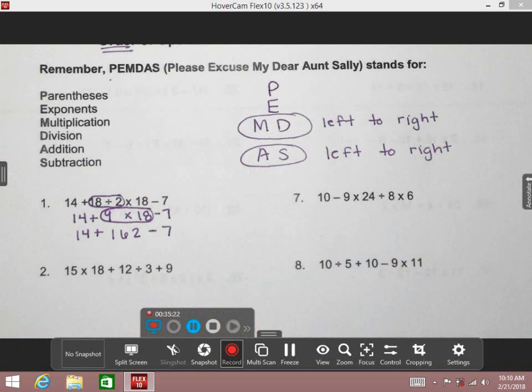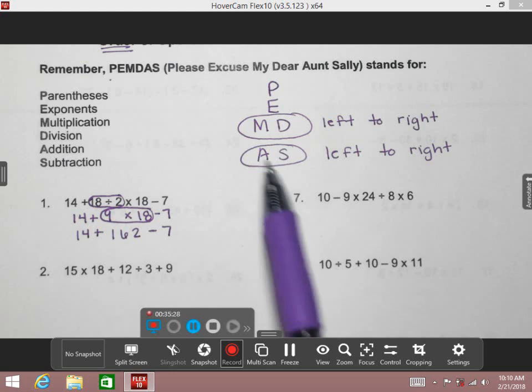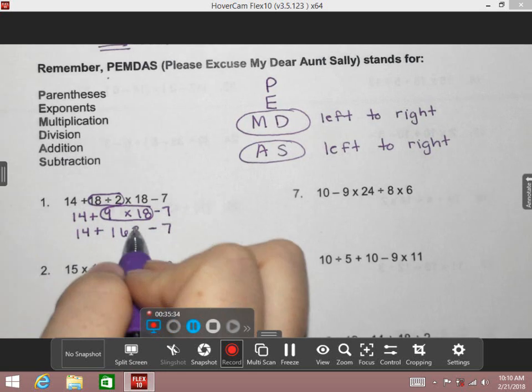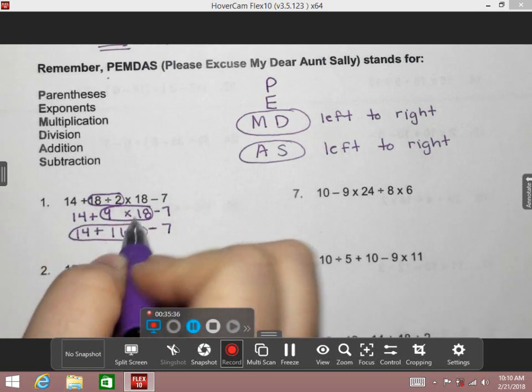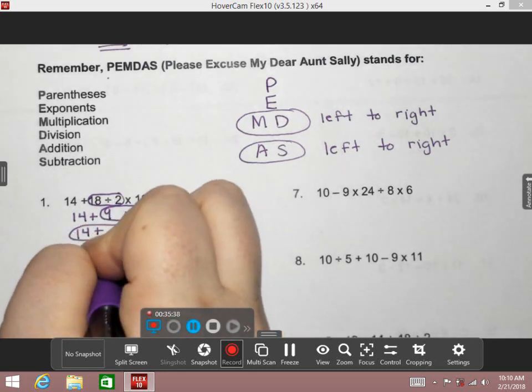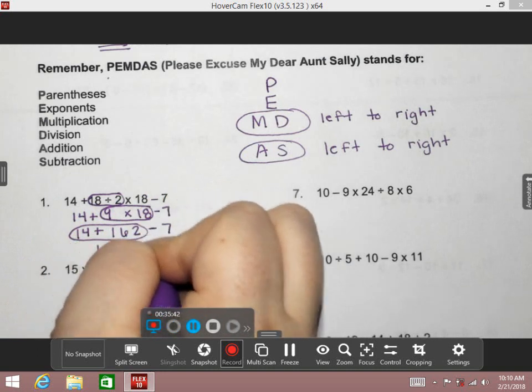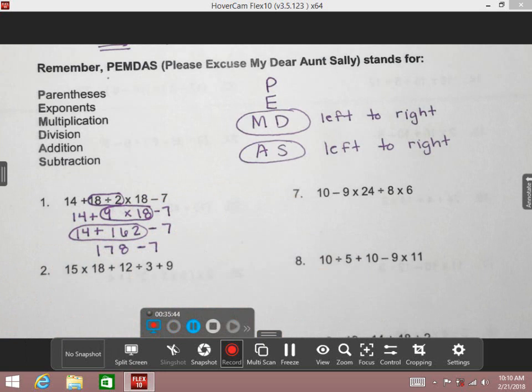All right, now what operation am I going to do? We're down to addition and subtraction. Nick? Addition. Am I doing it because this A was first? No, I'm doing it because the plus sign was first. All right, what's 14 plus 162 going to give me? 176. And then we have minus 7.